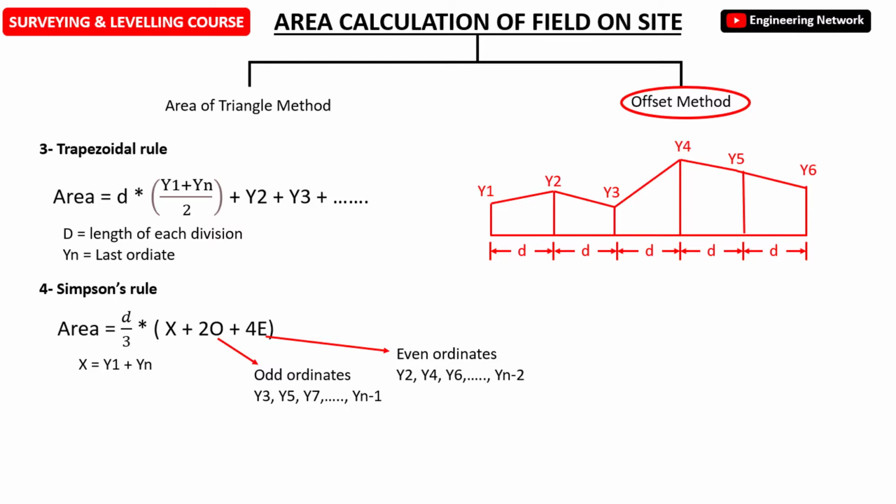So these are the 4 rules for the offset method, and if you remember these 4 rules, then you can easily calculate the area of any size and any shape on site. Now in the next few lectures, I will be solving important numerical questions using these 2 methods. So if you really want to learn area calculation, then please follow my surveying and leveling course on my YouTube channel. You will find it in the playlist section.